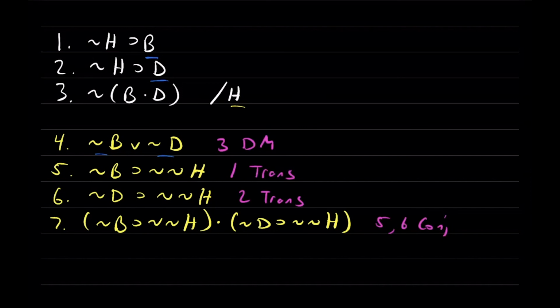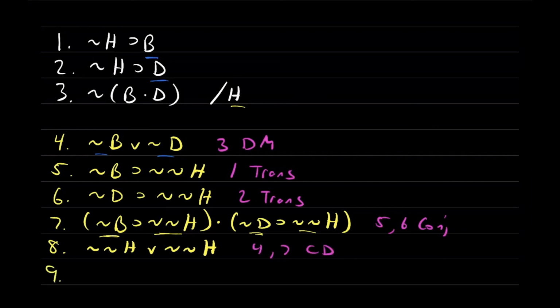Now I did that so I could do constructive dilemma. And if I do constructive dilemma here, I'm going to get, well, let me back up. I know that if one of those two antecedents is true, not B or not D, one of the two consequents, not H or not H, would have to be the case. And that's what I can get on line 8, not H or not H, which is going to follow from line 4 and line 7 by constructive dilemma.